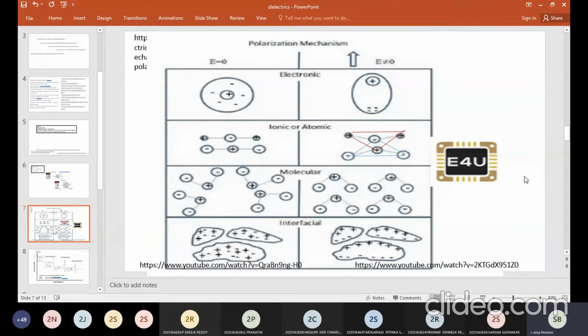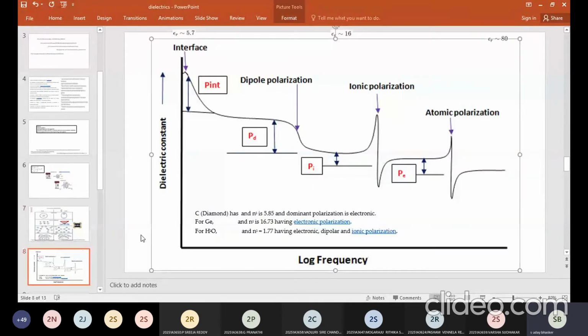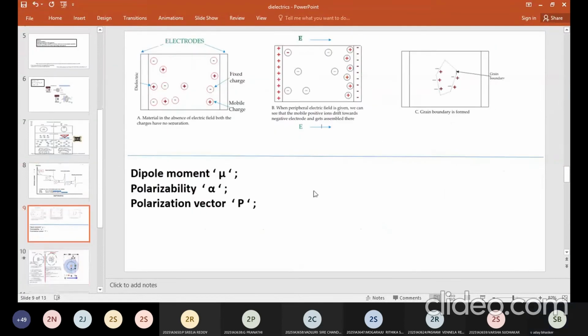That's why this is called space charge polarization. That means charge from one particular space is going to another particular space inside the material. So we call it space charge polarization, or interfacial polarization. Anyway, good. Now, this is another extended example for space charge polarization.